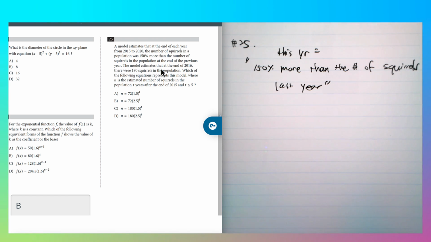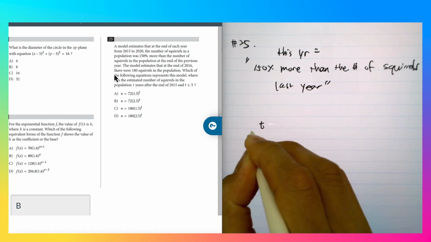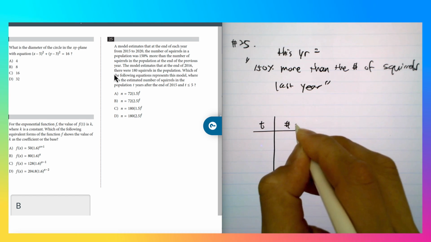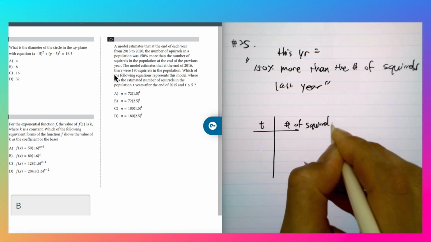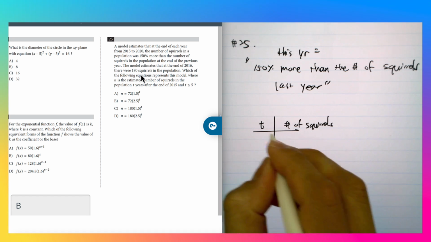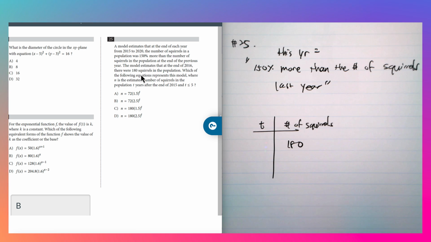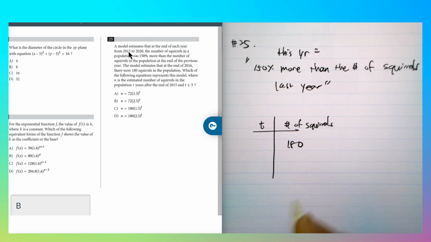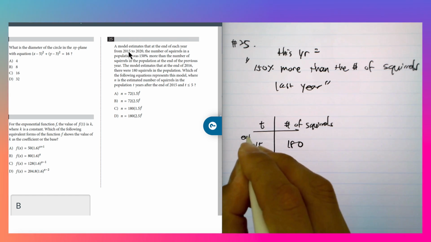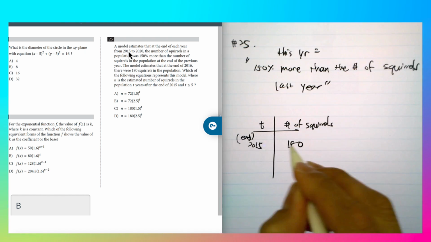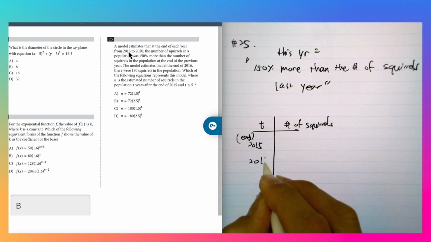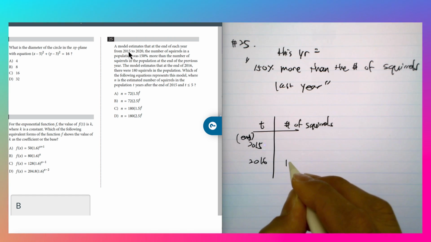The model estimates that at the end of 2016 there were 180 squirrels. So we can think of a table, t versus number of squirrels, where we have 180 at the end of 2016. Now here's the tricky part. They said from 2015 to 2020, the end of each year. So these are all end of 2015, and it's at 2016 that we get 180.